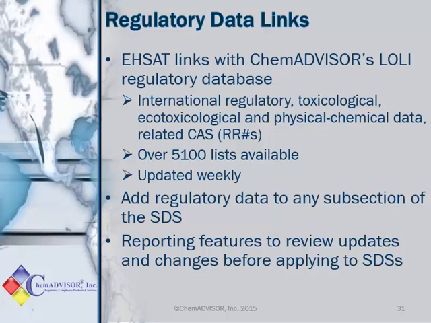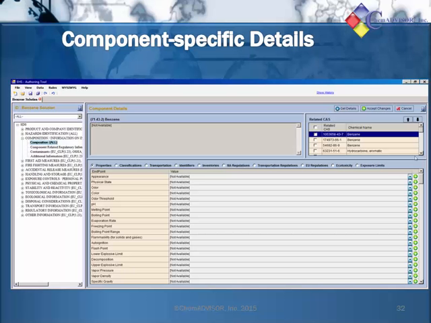Perhaps if you had something like a copper compound, you may have specific data for that compound that's available in LOLI that's linked to the CAS number. But there's also generic copper compound information, and this gives you the opportunity to decide whether or not you want that data included or not. The database is also updated weekly, and we do have features that allow you to identify the impact of those regulatory updates. So as I mentioned, here's where you're going to be able to go in and pull in information either from a related CAS number or from generic data, so the links information that you can pull in.